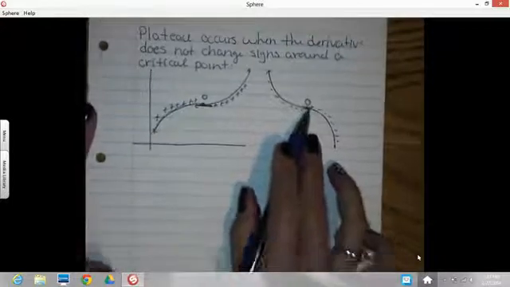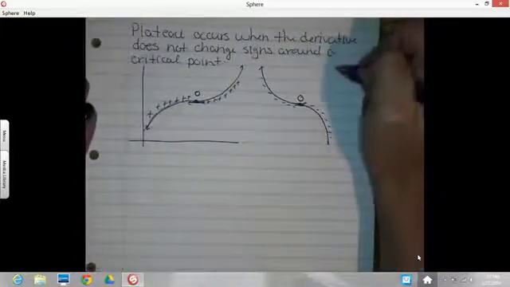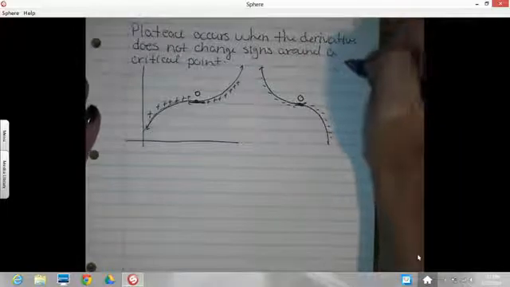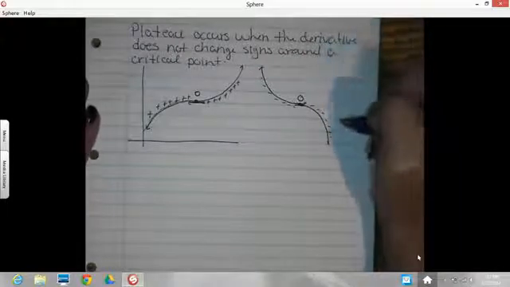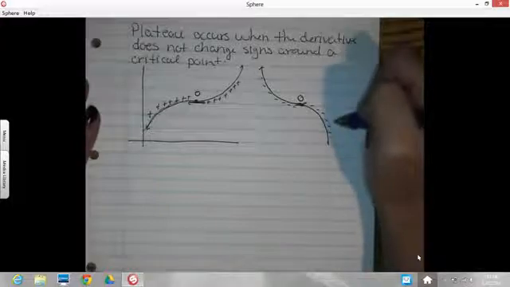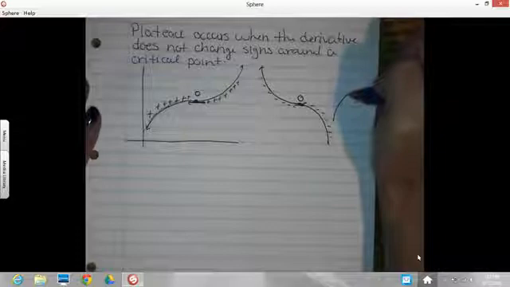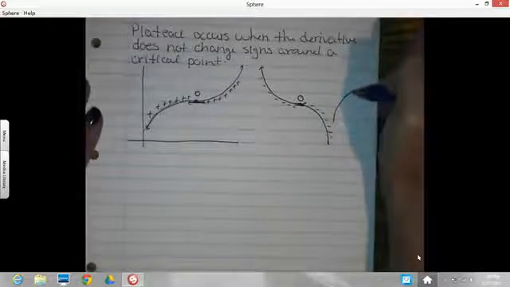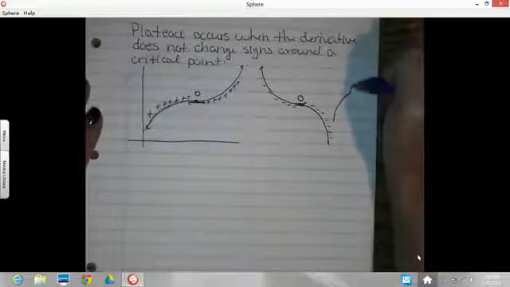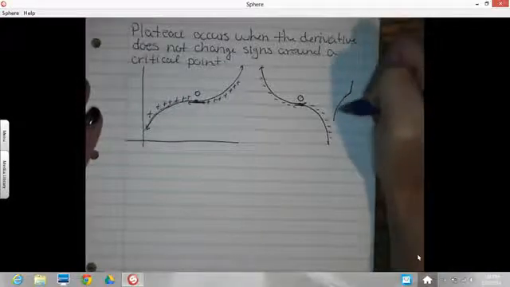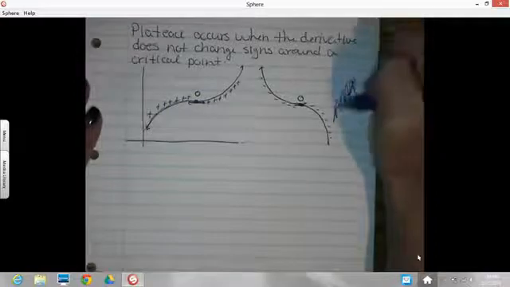A vertical plateau would look like this. Let's see, how can I get that going? Let's see, I can't draw it. There'll be one in the book, don't worry about it.